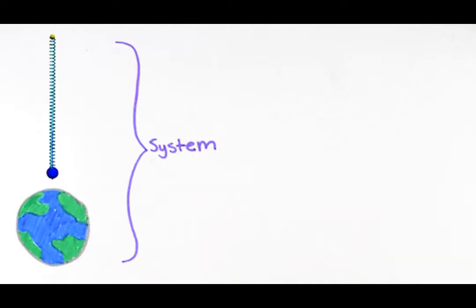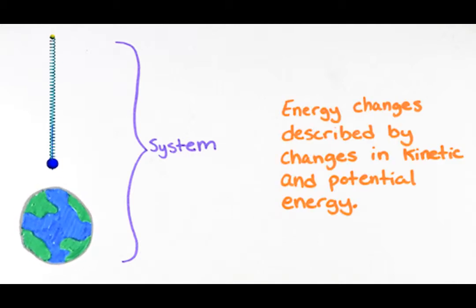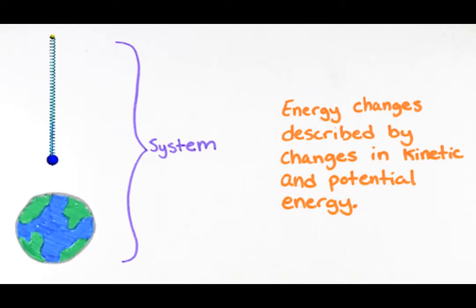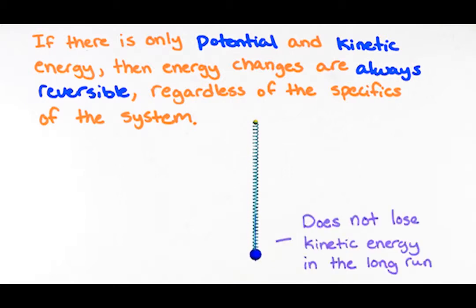Or, if we make a different choice of system that includes the agents, the spring and the earth, then we can describe the shuffling of energy around as changes in potential energies, along with the change in kinetic energy of the mass. These kinds of energy changes, which involve only at most potential energy changes and kinetic energy changes, are always reversible, regardless of what system we choose here. We see that the mass isn't losing any kinetic energy in the long run. However, this doesn't always have to be the case.